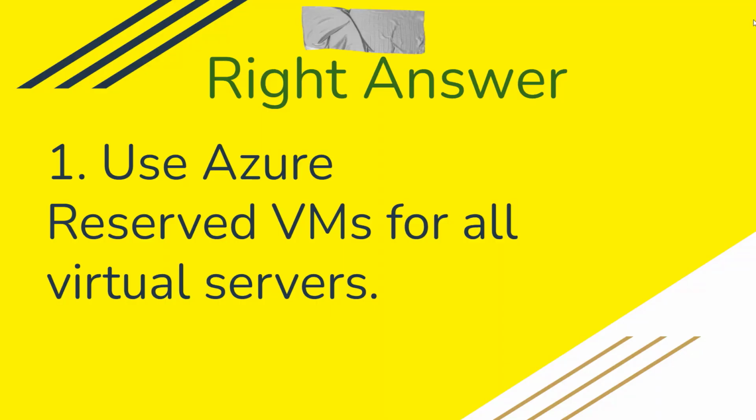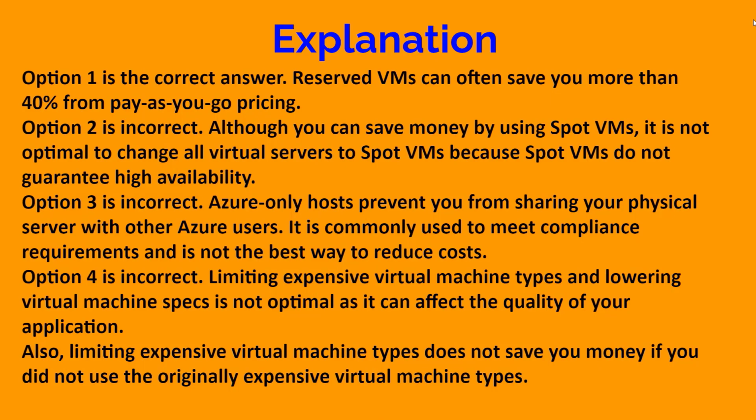Right answer is 1. Use Azure Reserved VM for all virtual servers. Explanation. Option 1 is the correct answer. Reserved VM can often save you more than 40% from pay-as-you-go pricing. Option 2 is incorrect. Although you can save money by using Spot VM, it is not optimal to change all virtual servers to Spot VM because Spot VM do not guarantee high availability.